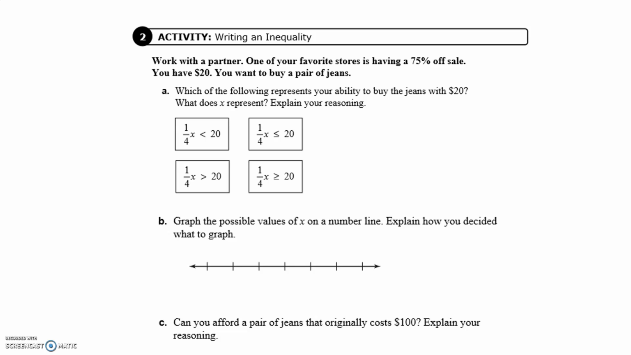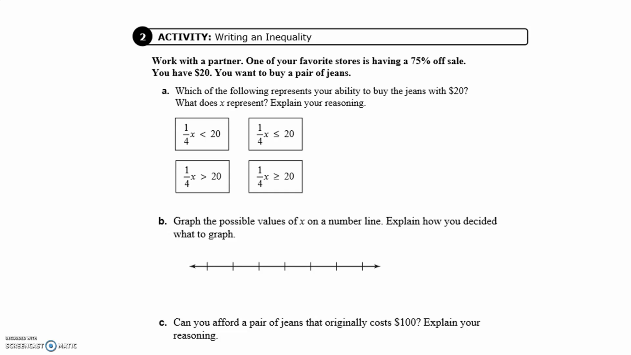Right, so activity two, very similar to activity one. All right, writing an inequality. Work with a partner. One of your favorite stores is having a 75% off sale. You have $20. You want to buy a pair of jeans. Which of the following represents your ability to buy the jeans with $20?